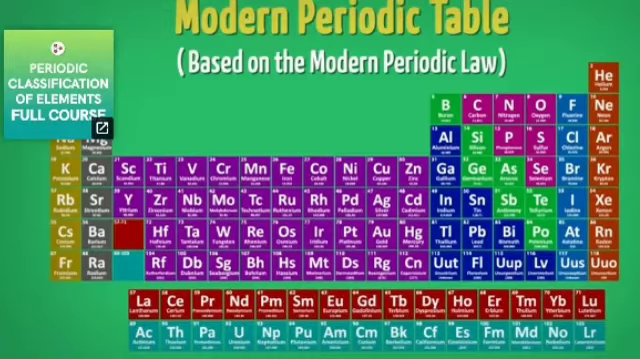Apart from these 7 rows, 2 rows are shown separately at the bottom of the periodic table, and these are called the lanthanide series and actinide series. There are 118 boxes in the periodic table, including the 2 series. It means that there are 118 places for elements in the modern periodic table.